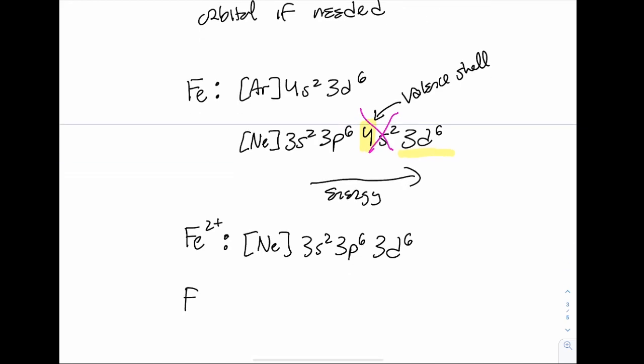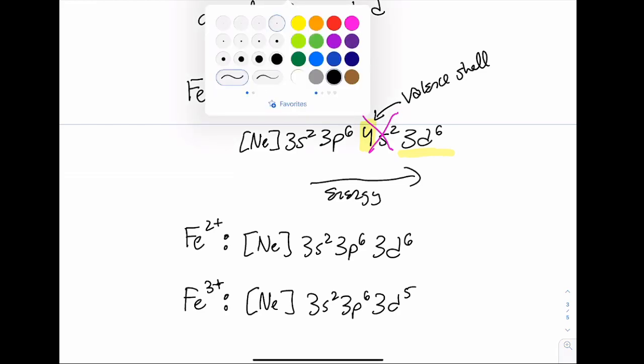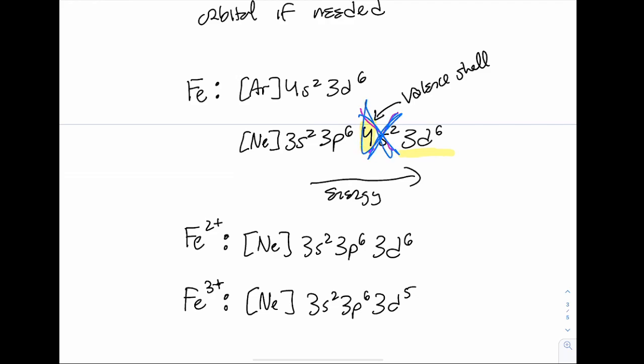Iron is a variable charge metal. It can also form a 3+ ion, so I can lose 3 electrons. If I do that, we're still going to lose those 2 electrons in the 4s orbital, but then I will go take it from my highest energy, which are those 3ds, and then this would become 3d5. So if I go back up to the original one, I lost these ones, and then I lost one of those, so that became a 5. So again, you're going to lose from the valence shell first. Just be careful because our valence shell isn't the highest energy shell with these transition metals. So just watch out for that. That will kind of goof people up.